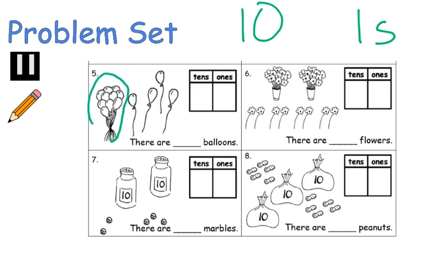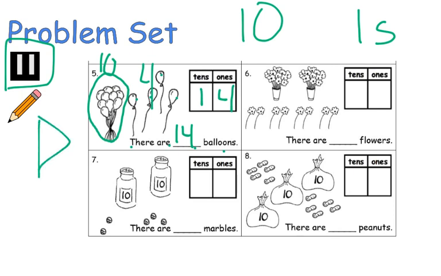There's a group of 10 here. And how many extras are there? 1, 2, 3, 4. 4. So there's one group of 10, and there are 4 ones. There are blank balloons. How many balloons are there all together? 14. Okay, so I need you to pause your video and now do 6, 7, and 8. When you're done, press play.